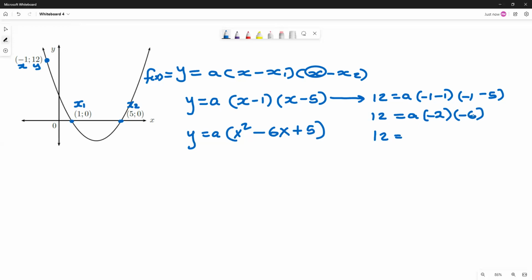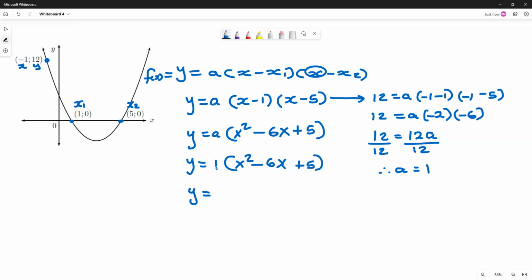Which is 12 equals negative 2 times negative 6 is positive 12 times a, which is 12a. Then we need to isolate a, so it means we must divide by 12 both sides. Therefore, a equals 1. Then you take your a, you substitute there, which is 1. So you have y equals 1 times x squared minus 6x plus 5, right? Which is y equals, if you multiply by 1, the bracket won't change, because 1 doesn't change anything when you multiply it with that thing. And that's your function for this one, right?